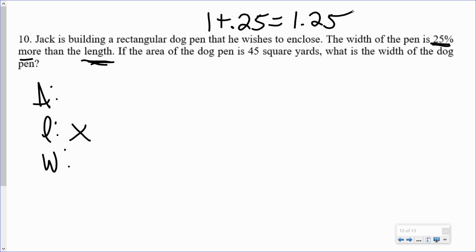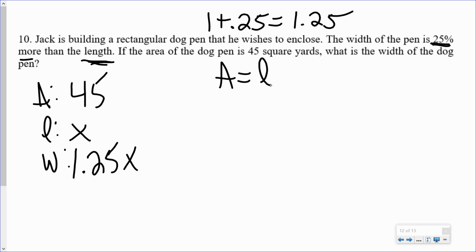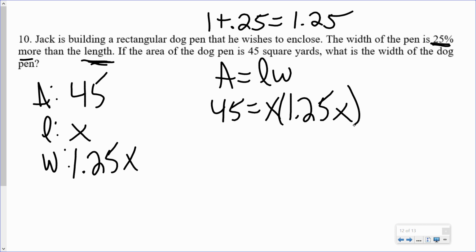So what's the expression for the width going to be? I'm giving you a few seconds to think about it on your own. 1.25x. The area is 45. I know that area of the rectangle is length times width. So 45 equals x times 1.25x. From here, I do the algebra.